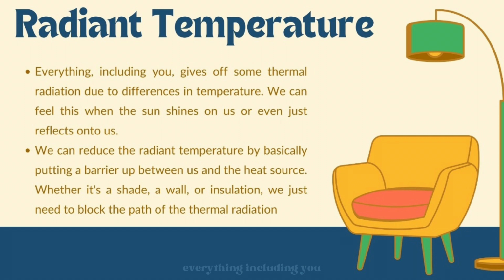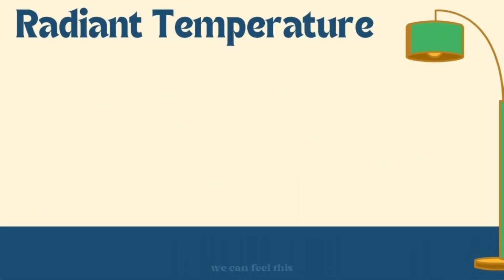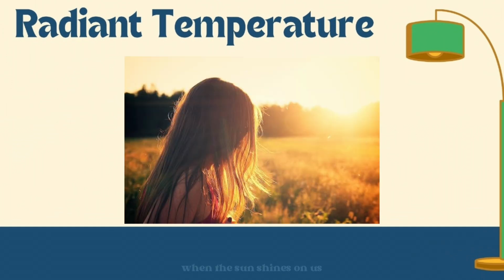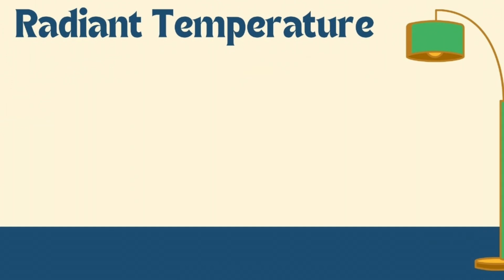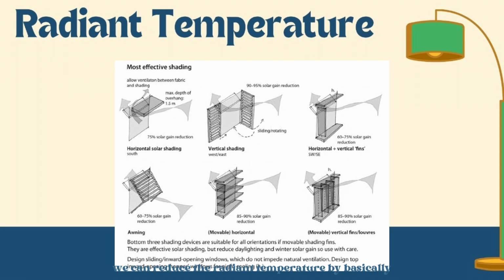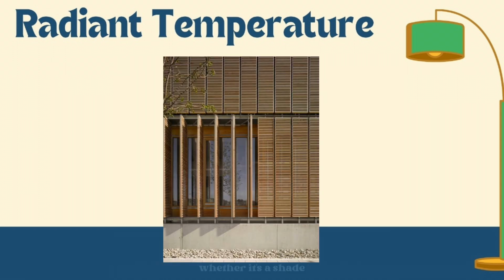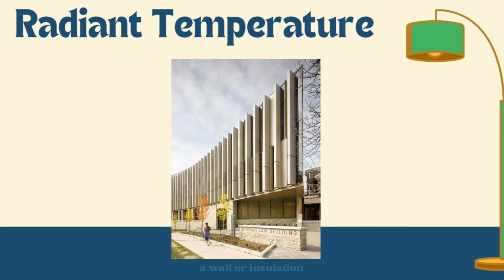Everything, including you, gives off some thermal radiation due to differences in temperature. We can feel this when the sun shines on us or even just reflects onto us. We can reduce the radiant temperature by basically putting a barrier between us and the heat source. Whether it's a shade, a wall, or insulation, we just need to block the path of the thermal radiation.